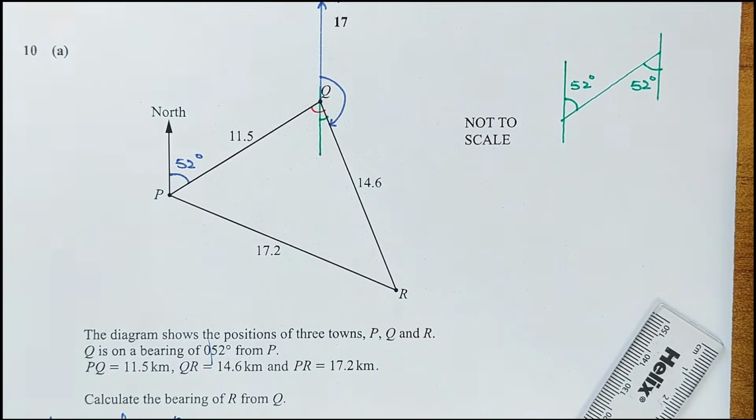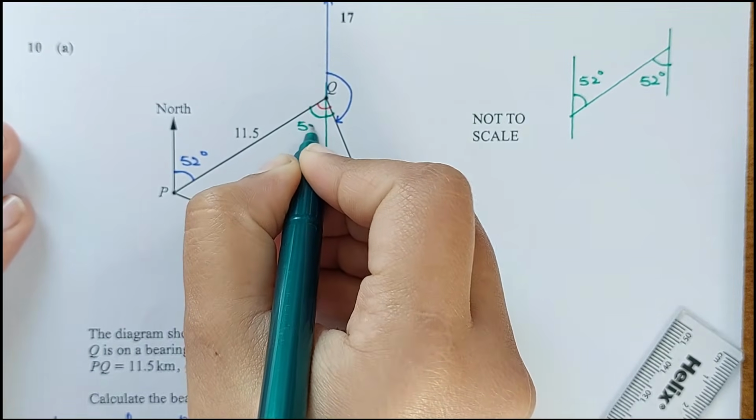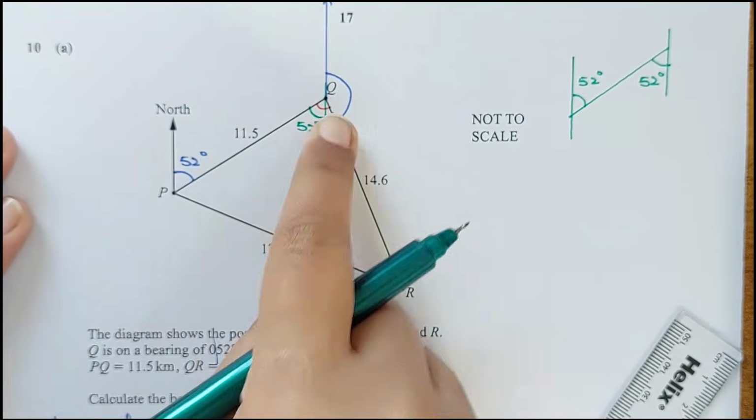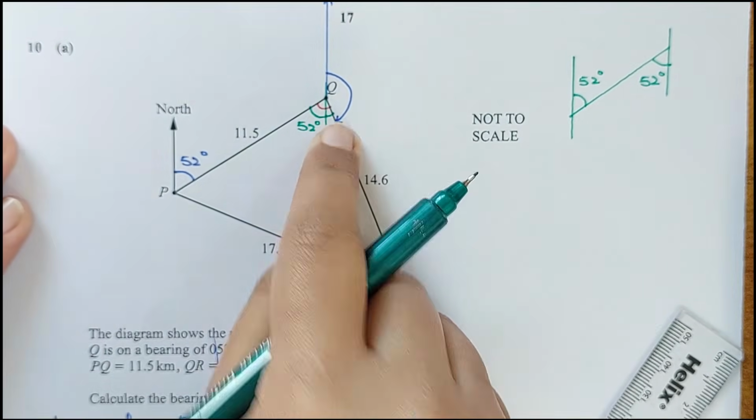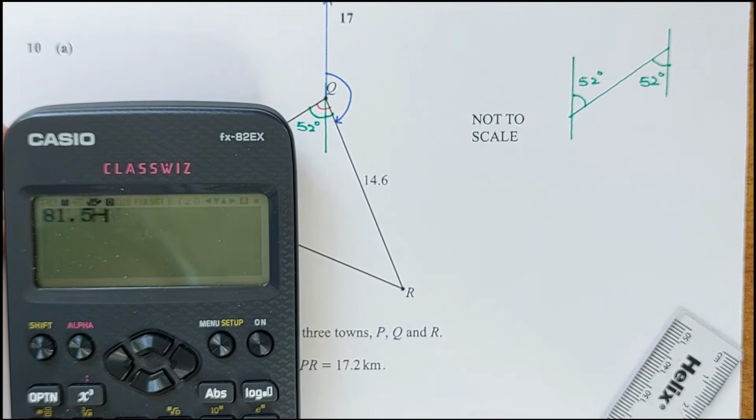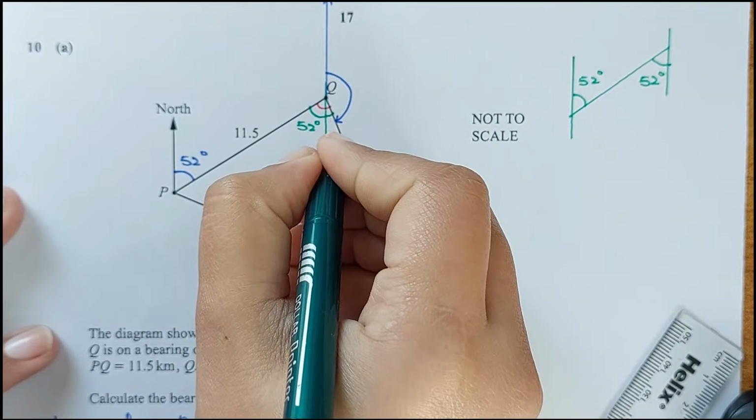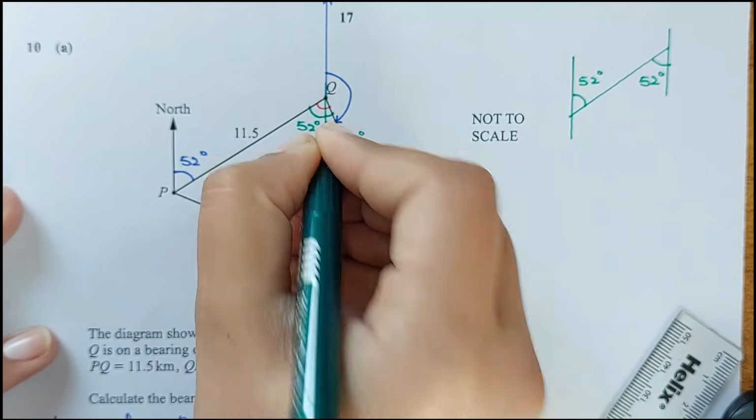Okay, so how can we find that angle? Sorry, this angle is 52. I messed up. This is 52 degrees. So these two angles are 52 and the whole angle is 81.5. So what is that angle? To find that angle, we have to do 81.5 minus 52, which is 29.5. So this angle is 29.5 degrees, right?